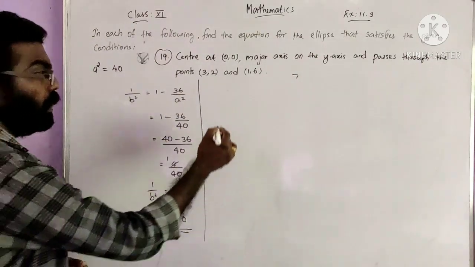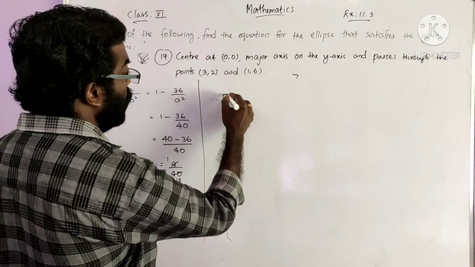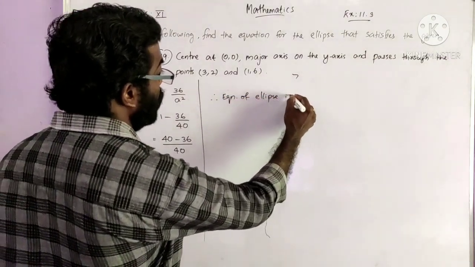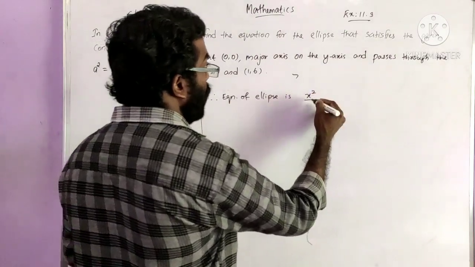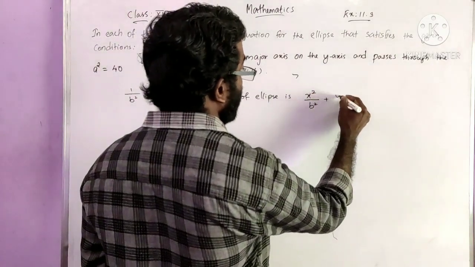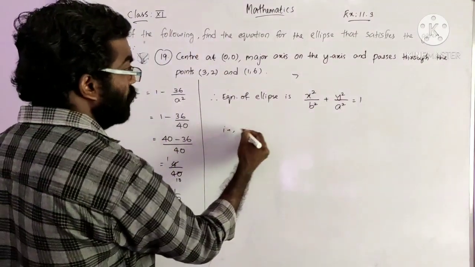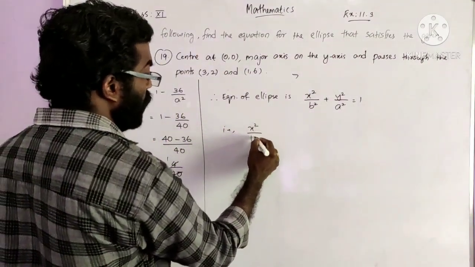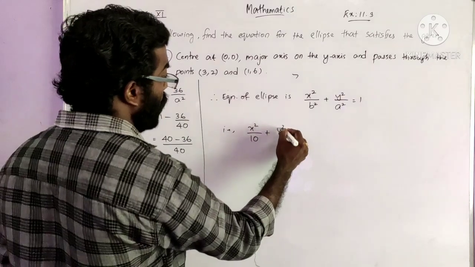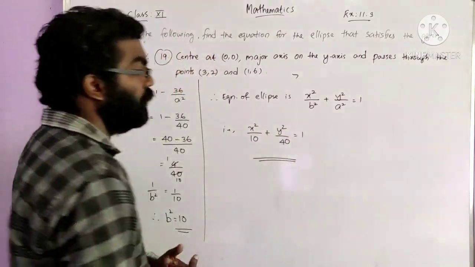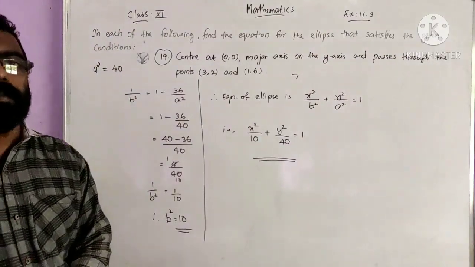Now we can easily write the equation of the ellipse. Therefore the equation of the ellipse is x square by b square plus y square by a square equal to 1. That is x square by b square, that is 10, plus y square by a square, here it is 40, which is equal to 1. This is the required equation of the ellipse.